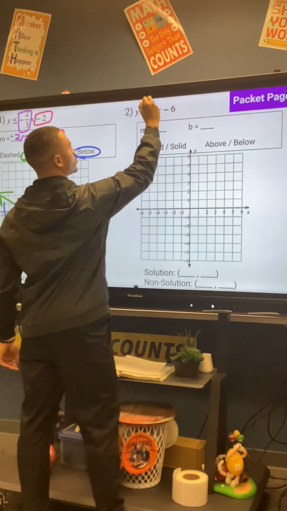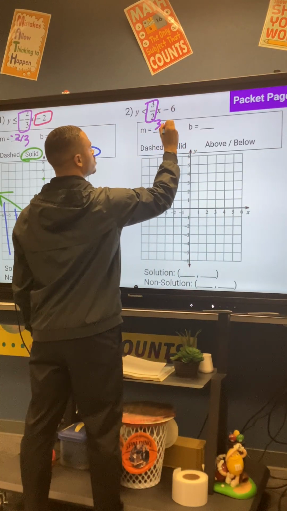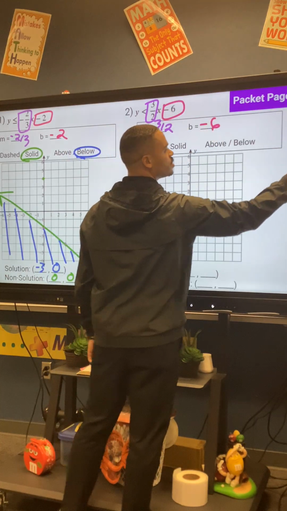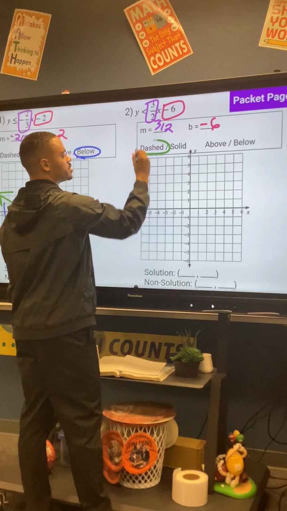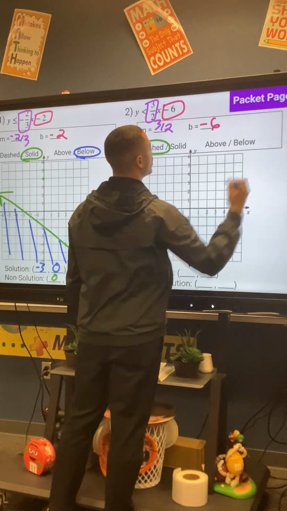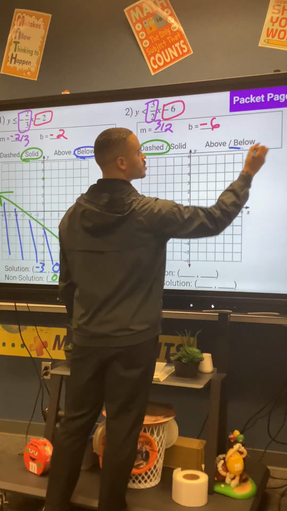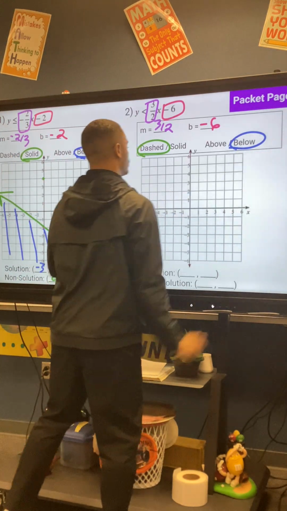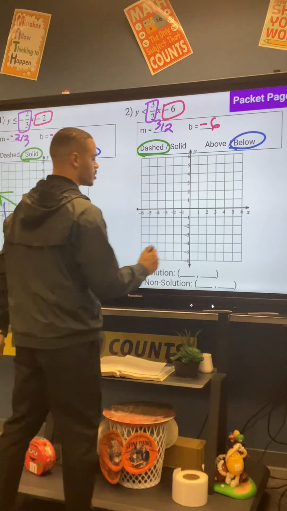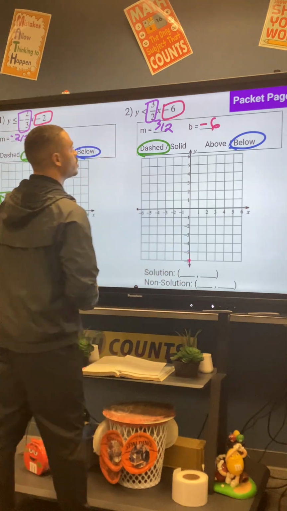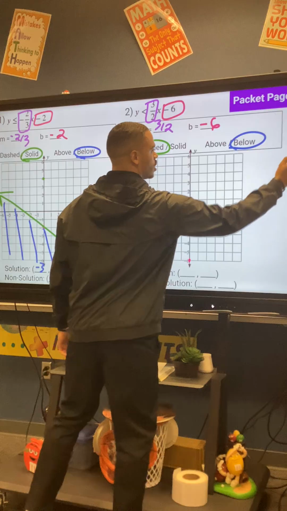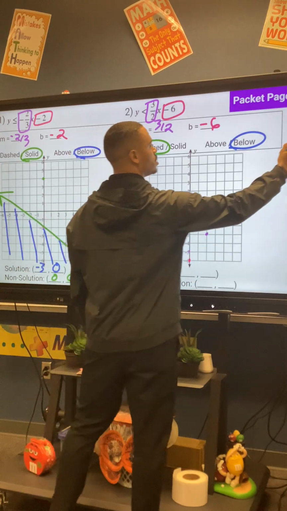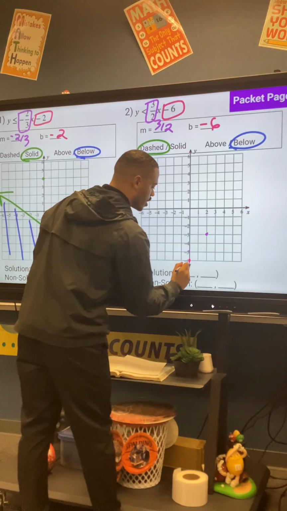Let's do this last one. 3/2 is my m value. Dash. -6 is my b value. This, like Nazir said, is a dashed line. And again, y is still less than, so it's going to be below. I go to my -6, put a point there. Then from there, I'm going to go up 3 to my right 2. Draw a dashed line connecting my points.